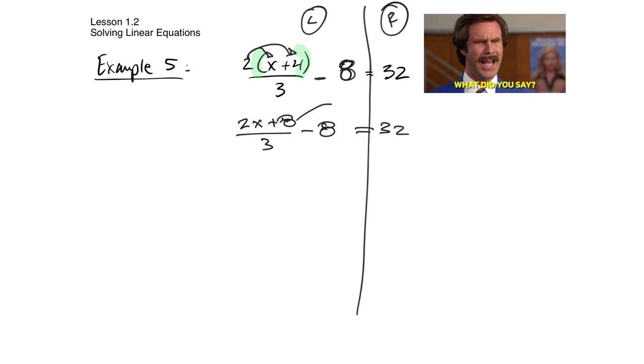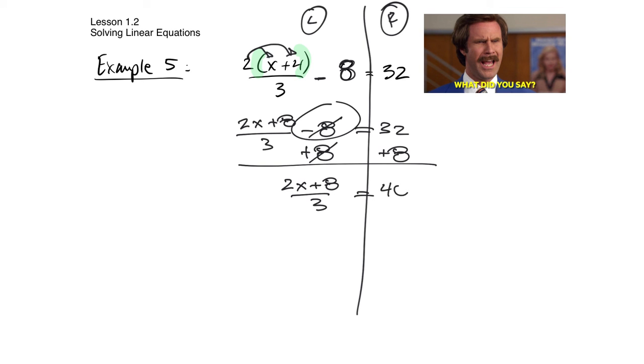First thing I'm going to do is get rid of this negative 8. So I'm subtracting 8. The inverse of subtraction is addition. So I add 8 to both sides. This goes away. Negative 8 plus 8 is 0. So I have 2x plus 8 over 3 equals 40. That's a little simpler. This I can't do in more than one step. Or excuse me, in just one step.